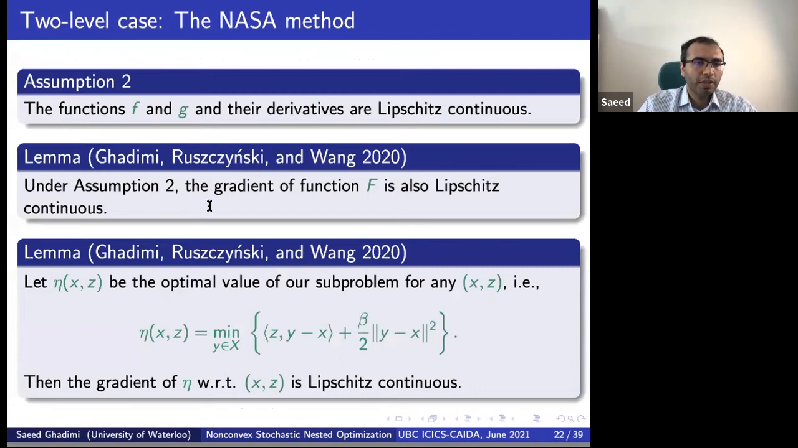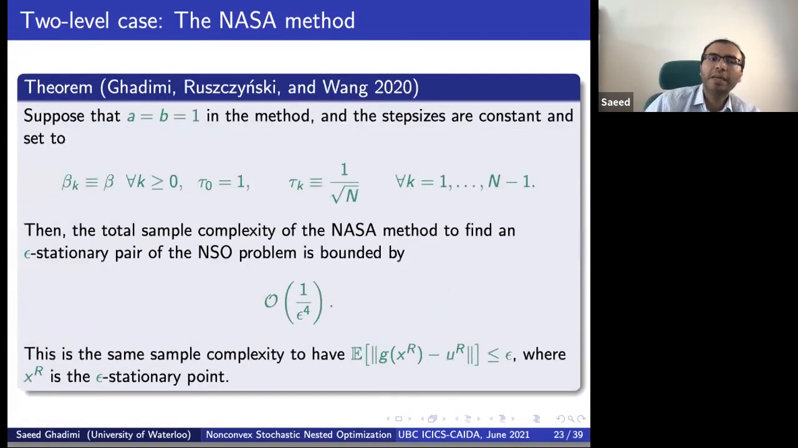Here are some assumptions and technical results. To establish the convergence rate of our algorithm, the nested averaged stochastic approximations, or in summary just NASA, we assume that f and g and their derivatives are Lipschitz continuous. Under this condition, we can show that the objective function is Lipschitz continuous. We can also show that, regardless of this assumption, the optimal value of the subproblem and its gradient are also Lipschitz continuous.